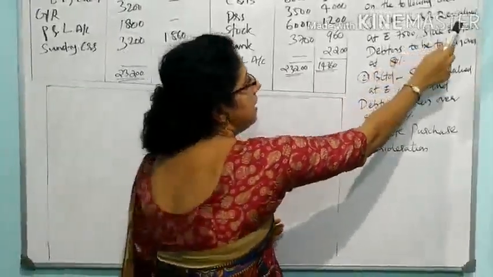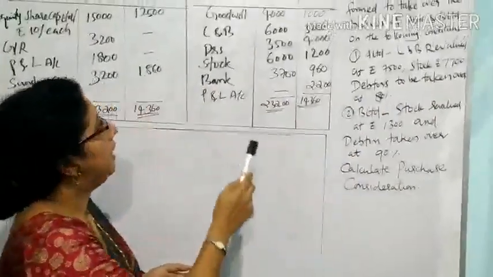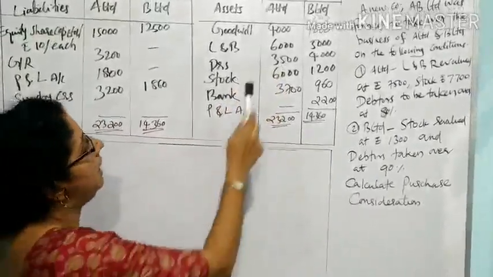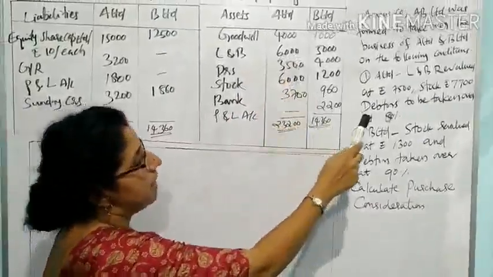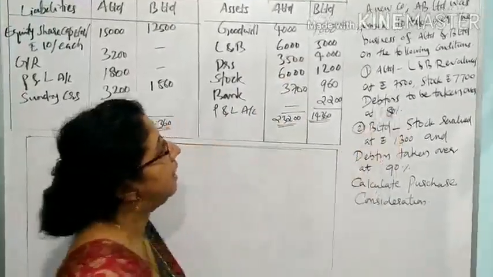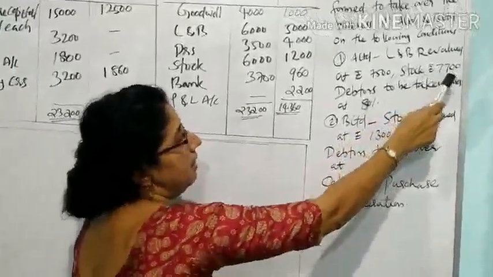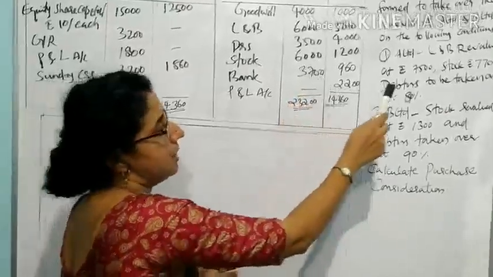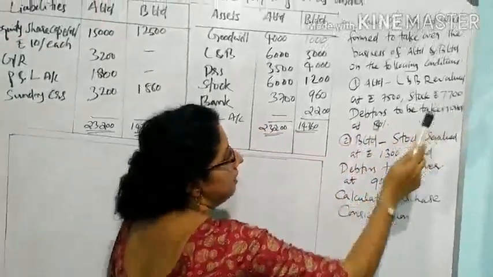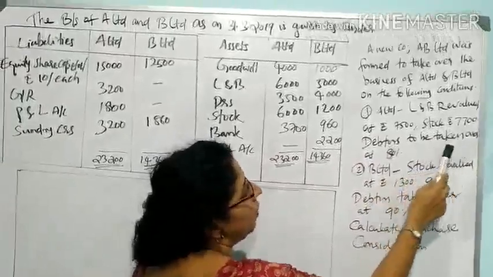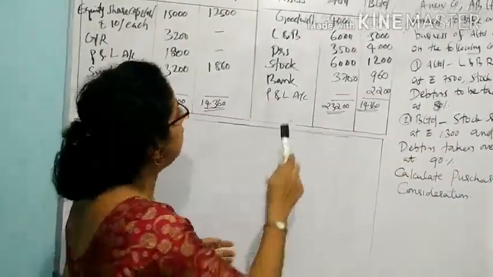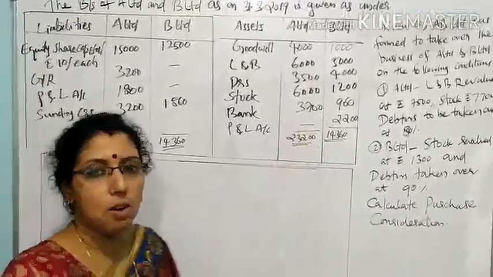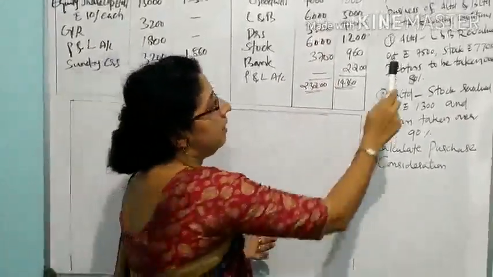Here, land and building is revalued at rupees 7,500. In your question, land and building is rupees 6,000. A Limited's land and building is rupees 6,000, but its revalued figure is rupees 7,500. Then stock rupees 7,700. See, the actual value of the stock is 6,000. Now it is revalued, and that figure is 7,700. Then debtors are to be taken over at 80%. Okay. Total debtors, see, 3,500.